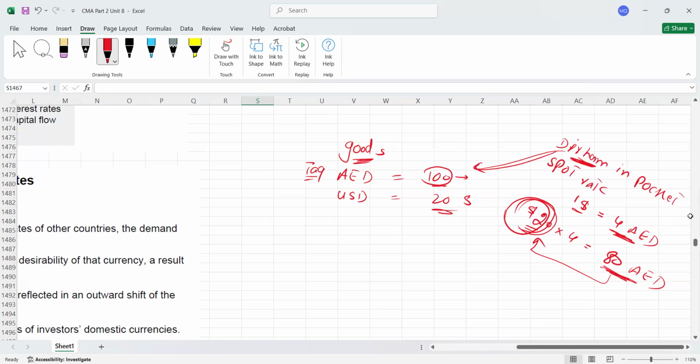Please remember, as I told you, you have dirham in your pocket. So what you will do is sell dirham, for what? To buy dollars.